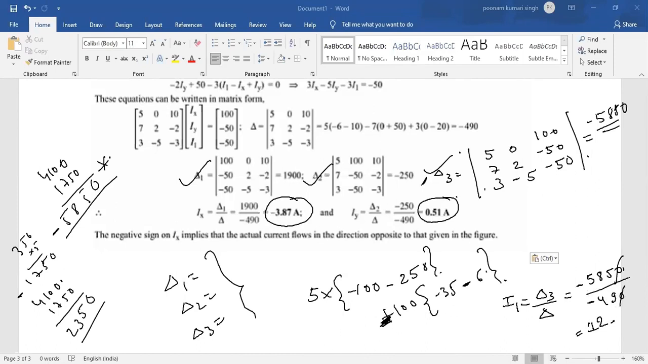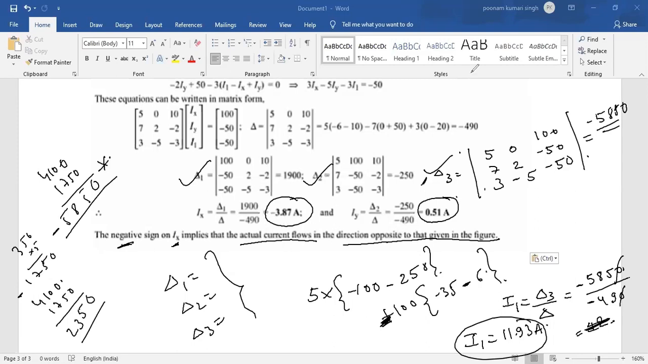Sir, it's 11.93. 11.93. I marked 12, no problem. So I3 is 11.9. Okay, so here you can see you're getting Ix as minus 3.87. The negative sign on Ix implies that the actual current flows in the direction opposite to that given in the figure.